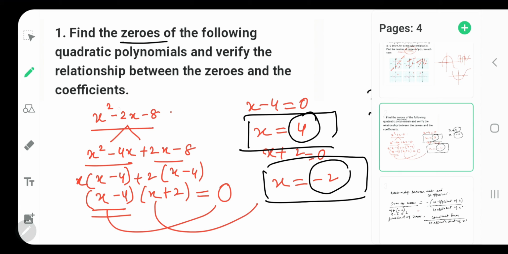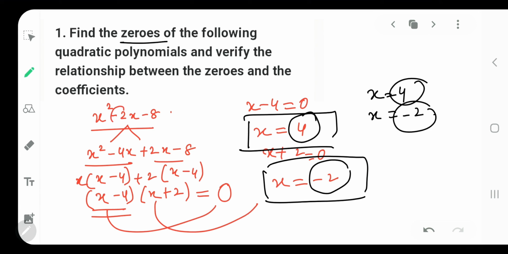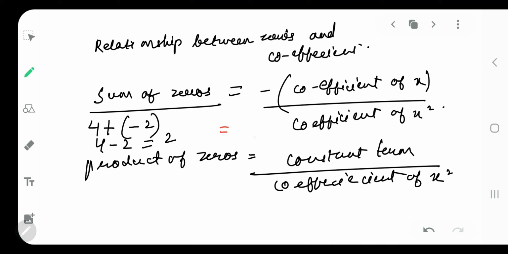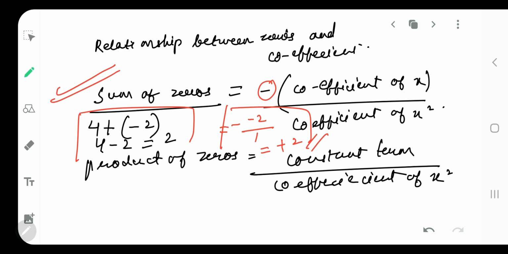Let me see what was the coefficient of x. Minus 2. And coefficient of x square 1. So I will write here, coefficient of x square was 1 and coefficient of x was minus 2, and this is the minus sign of the formula. That means I got plus 2 on my right hand side. That means the relationship has been verified. So if you are getting your left hand side and right hand side equal, you will say that the relationship is verified. Similarly, you have to do the products also.